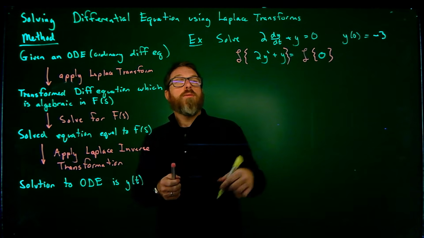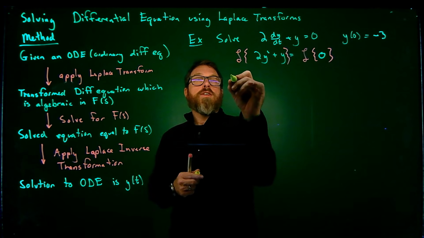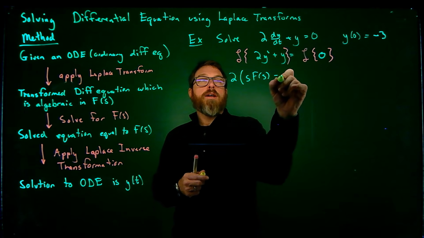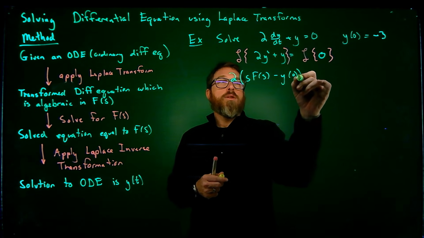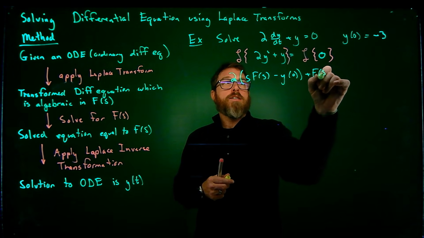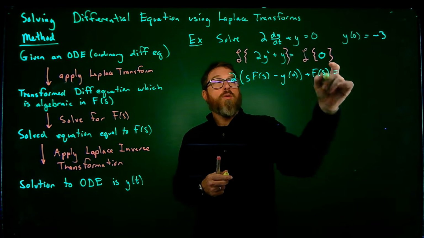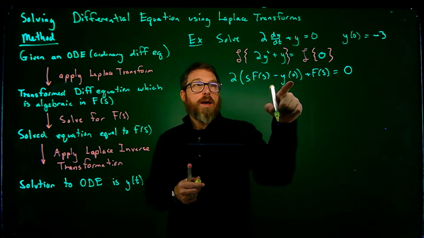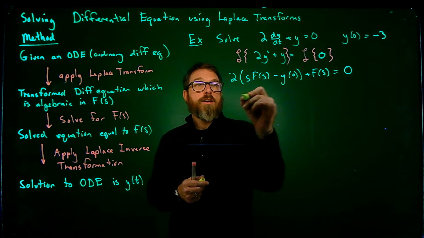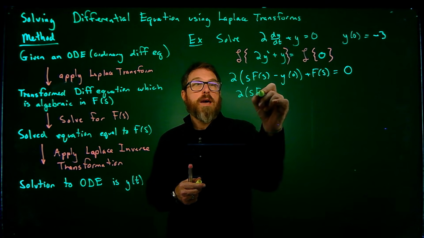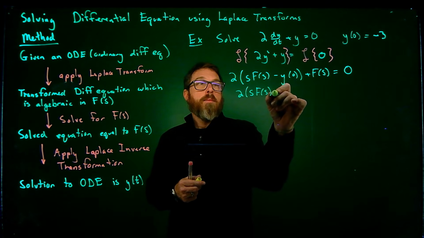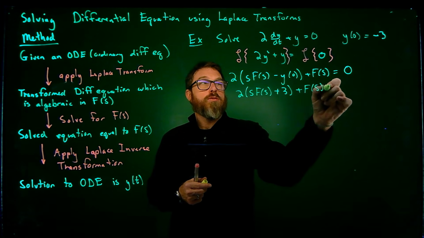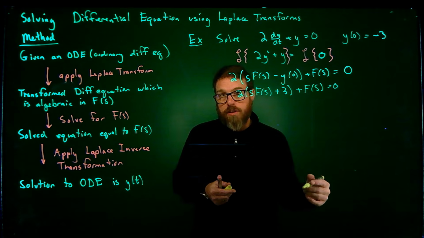Now what we know is the Laplace of this is going to be 2 times s capital F of s minus y naught, plus Laplace of y, which is going to be capital F of s. And this will be the Laplace of 0. Well, this will essentially be the integral of 0, which is going to give us 0. And then applying our initial condition, which is going to become a negative 3, so 2 times s capital F of s, minus that minus 3, which is going to be plus 3, plus capital F of s is equal to 0. And our job is to solve this thing for capital F of s.